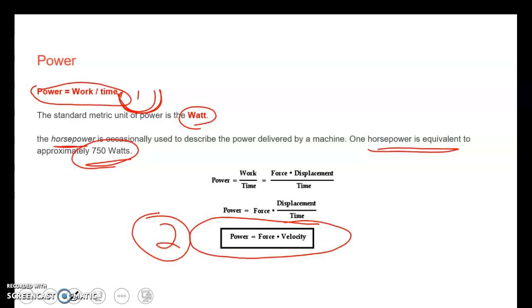Again, problems over all of these types of situations will be coming in a different video. This is just some background information with units, etc., and equations. If you have any questions, let me know.